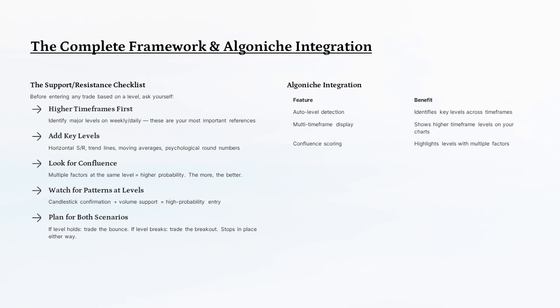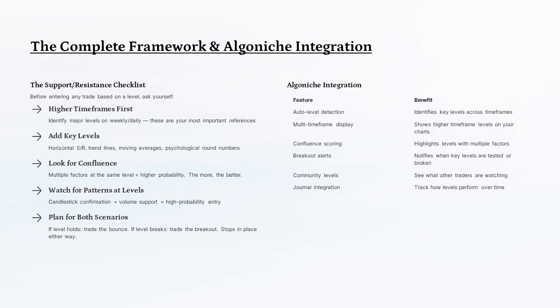Confluence scoring highlights levels where multiple factors align. The platform does the math for you. Breakout alerts notify you in real time when key levels are tested or broken. You never miss an opportunity. Community levels let you see what other Algonic traders are watching. This can confirm your own analysis or alert you to levels you missed. Journal integration tracks how levels perform over time. You'll learn which types of levels work best for you on which pairs.